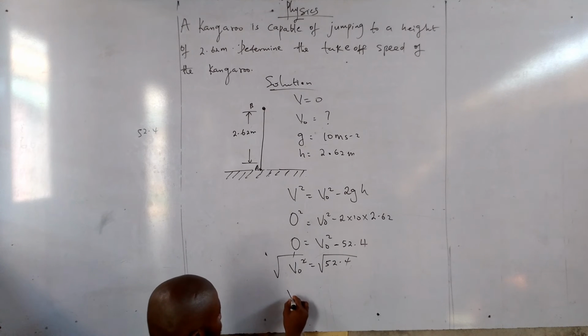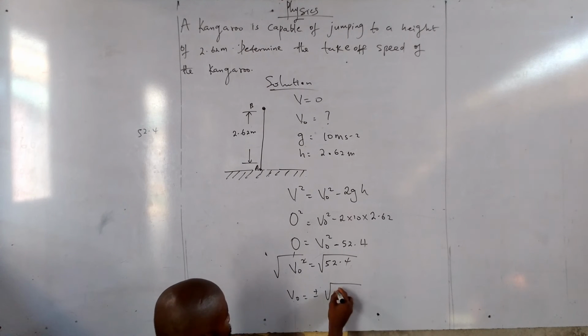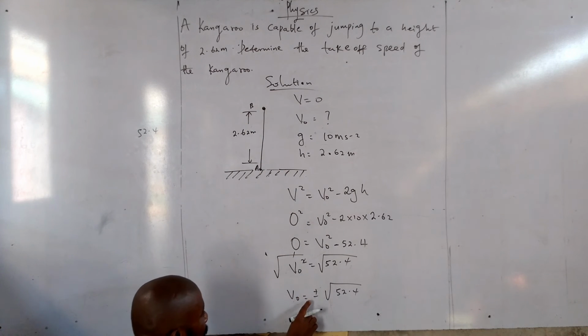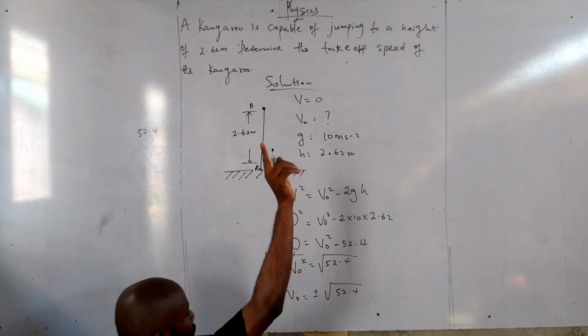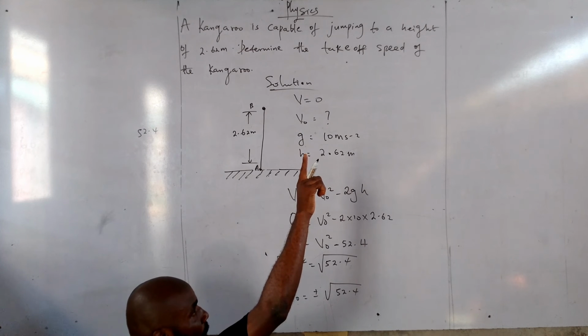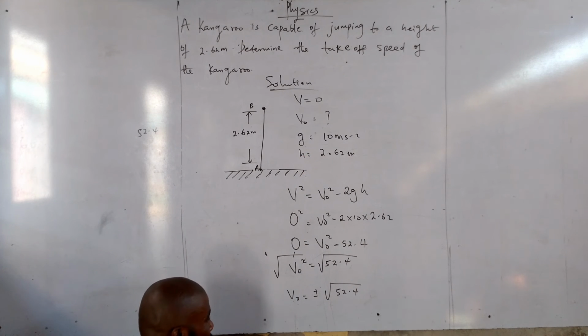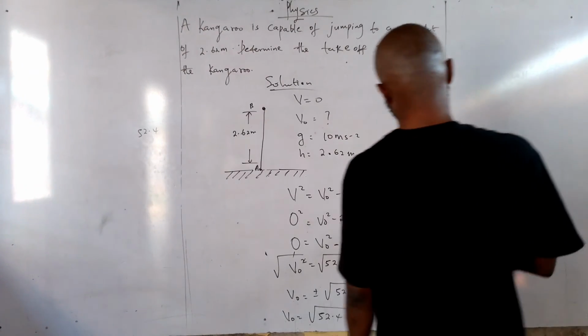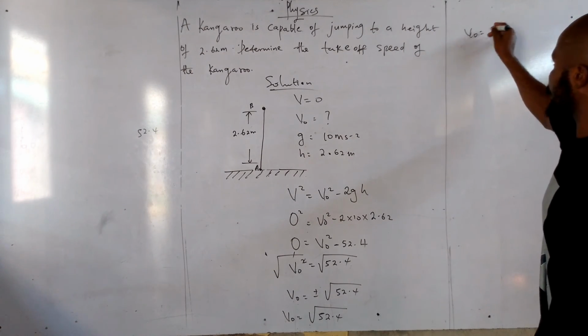So this will cancel like this. My V0 will be equal to plus or minus the square root of 52.4. But because the kangaroo leaps upward, I will not work with the negative value, because going upward is supposed to have a positive value. Going upwards, we have a positive value; coming downwards, we have a negative value for my velocity. So I will neglect the negative value of my solution and say that my V naught is equal to the square root of 52.4.